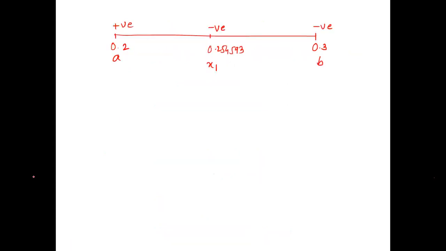So where will the root lie? Between A and x1 or x1 and B? Between A and x1. Good, because this is negative and negative, the root will not be between them; it will be between positive and negative. So A is retained here, but B changes. Therefore the root lies between A and x1. So for the second approximation x2, what will be the formula?